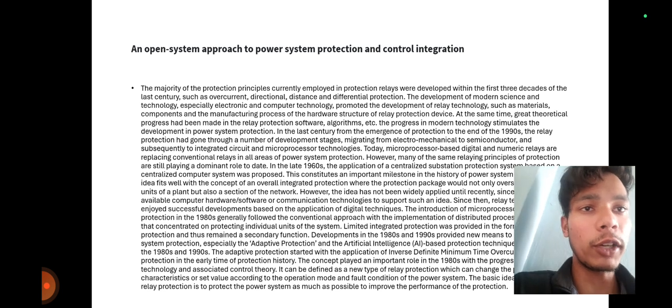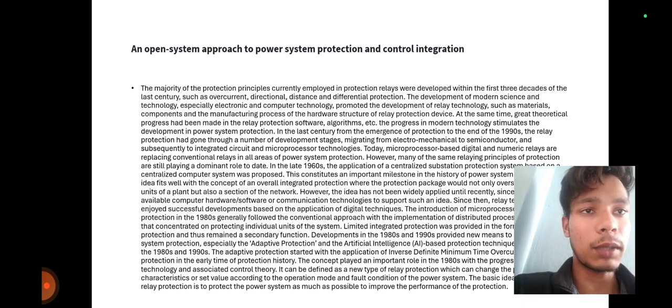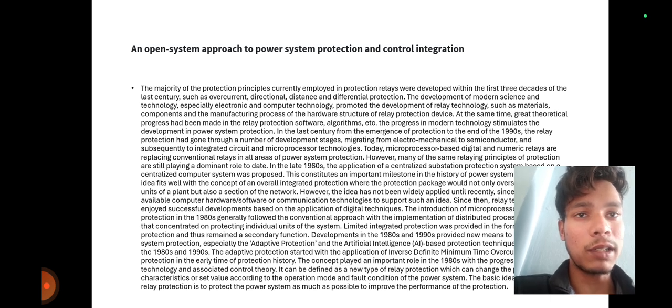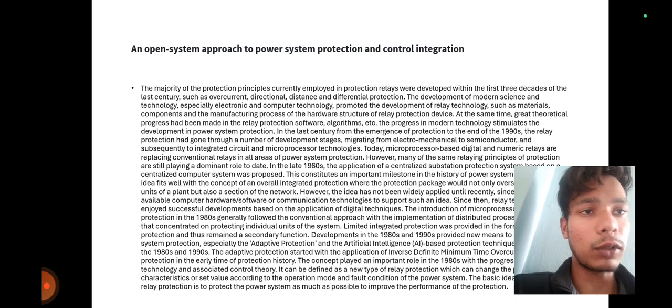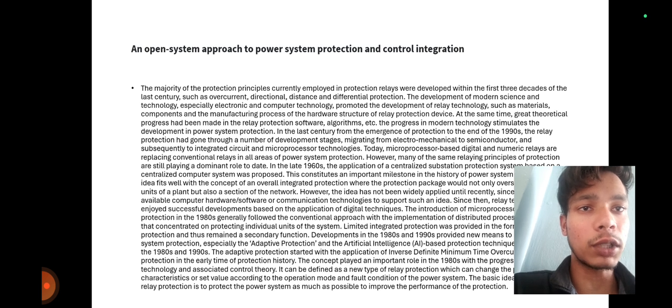principles currently employed in protection relays were developed within the first 3 decades of the last century, such as overcurrent, directional, distance, and differential protection. The development of modern science and technology, especially electronic and computer technology, promoted the development of relay technology, such as materials, components, and the manufacturing processes of the hardware structure of relay protection devices. At the same time, great theoretical progress had been made in relay protection, software algorithms, etc.